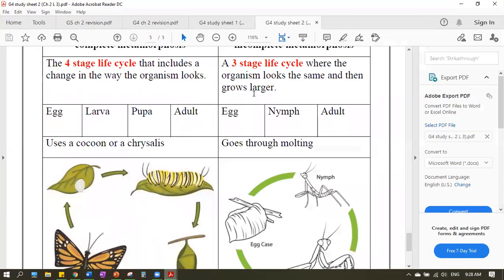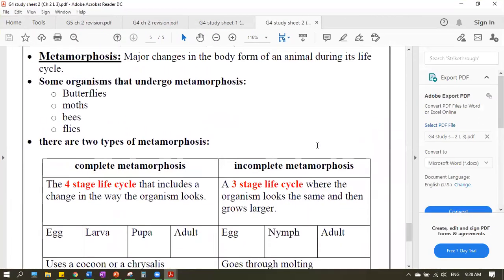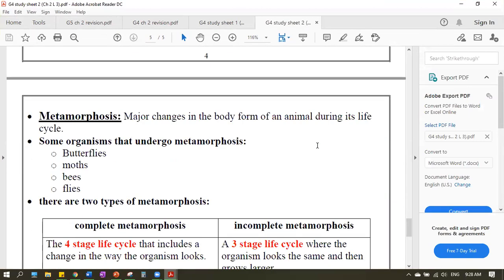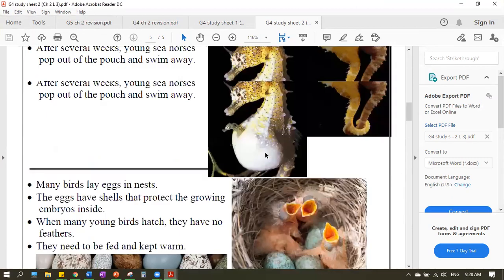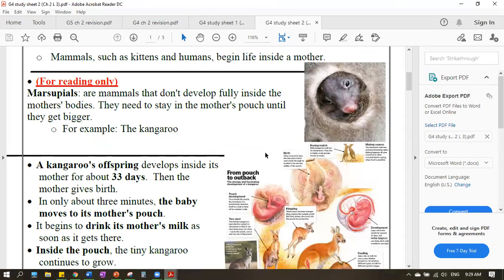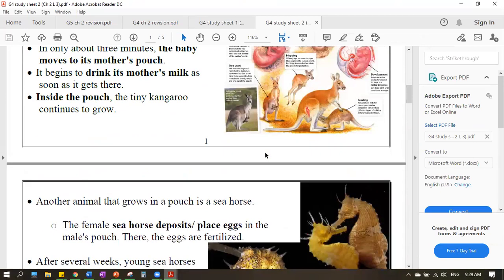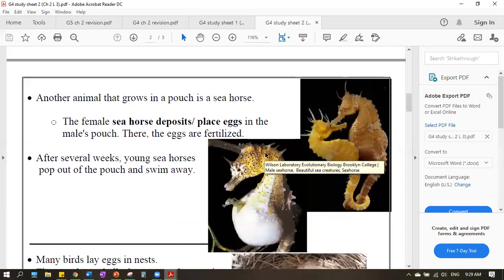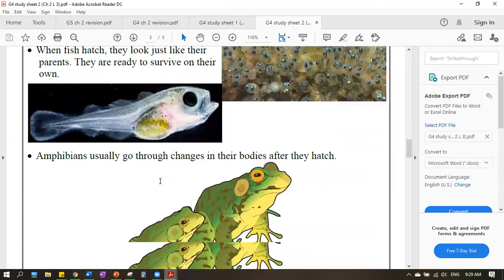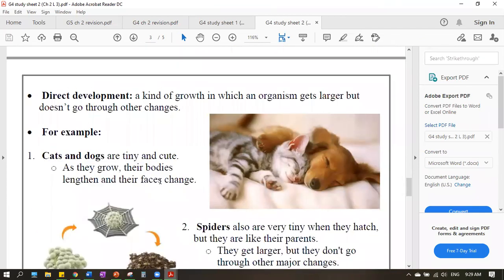Okay, so the last thing we talked about, guys, was lesson three in chapter two, talking about the development of different organisms. And we learned, or we revised, direct development and metamorphosis. I hope you guys still remember this from yesterday. You have this on SMS. So yes, I hope you can go and read it again or watch the old sessions.